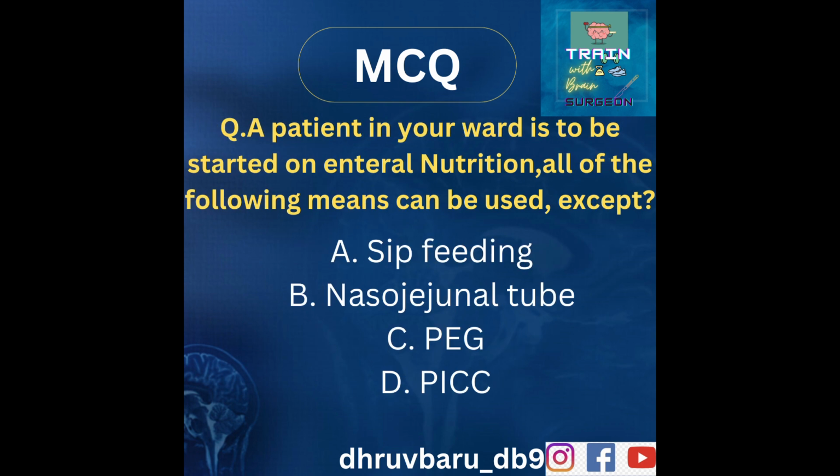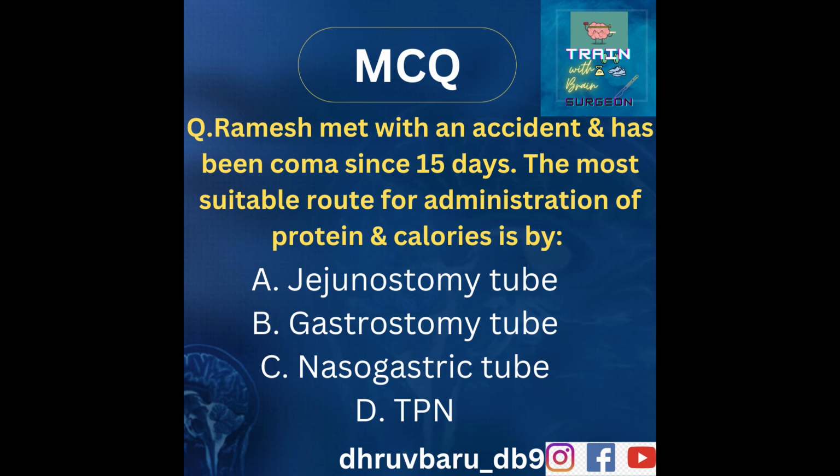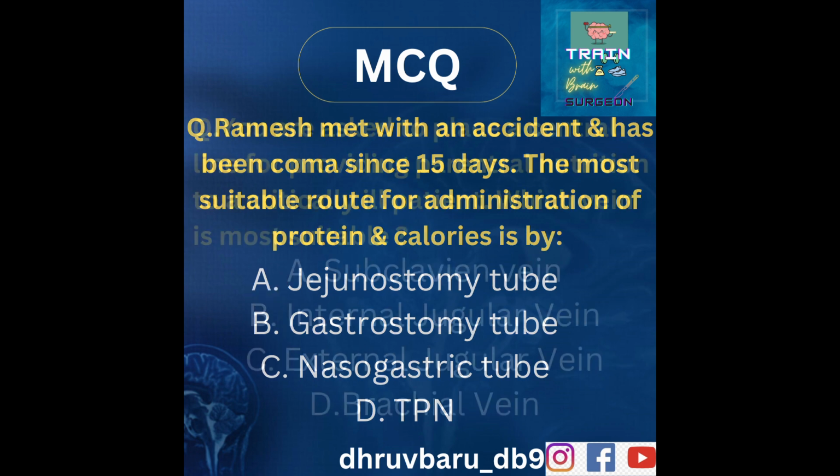A patient is to be started on enteral nutrition. All of the following means can be used except. So the answer is PICC. PICC is a parenteral nutrition route. A patient who is in a comatose state since 15 days, the most suitable route for administration of protein and calorie will be by jejunostomy tube.